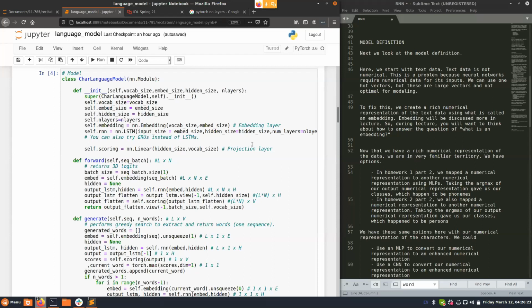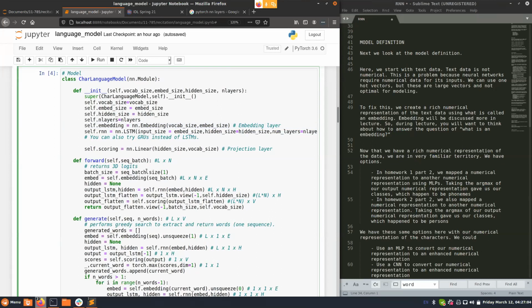One-hot can be really large, and as integers, the information being represented is not ideal. So to fix this, and we discuss this a bit more in lecture, we use an embedding to create a more rich numerical representation of the text data. When you're going through lecture, the question of what an embedding is something you'll want to think about as Bhiksha goes over those topics.